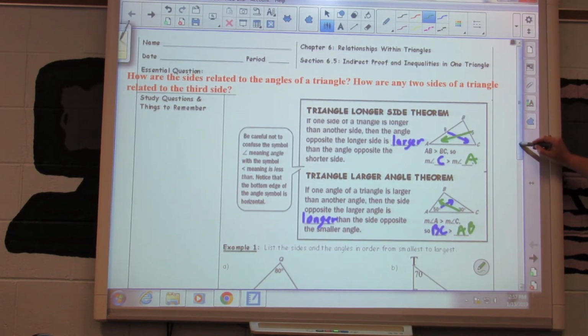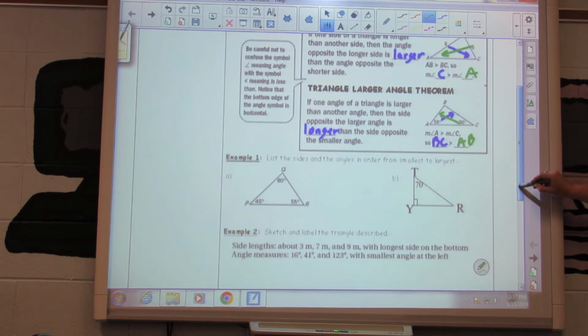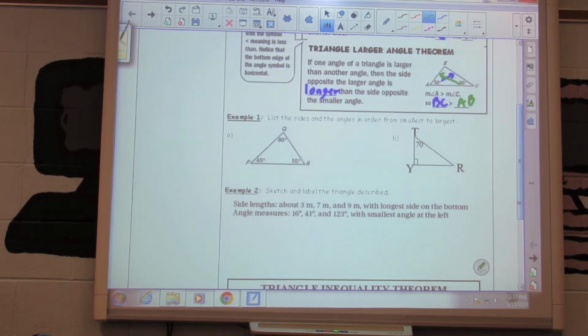So looking at our examples, example 1, list sides and angles in order from smallest to largest. Make sure you're doing everything they ask for here, make sure you're putting them in the right order. So you're going to have an easy part of this and a harder part of this. The easy part being the numbers they give you. So in this case, they give me angles.